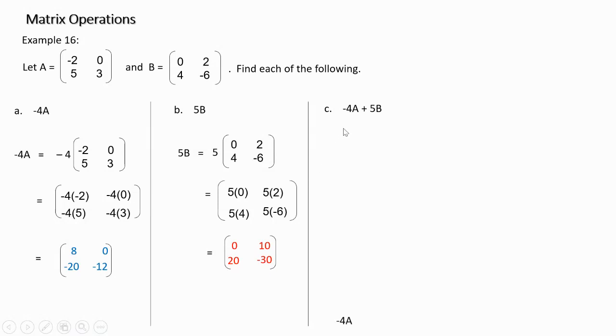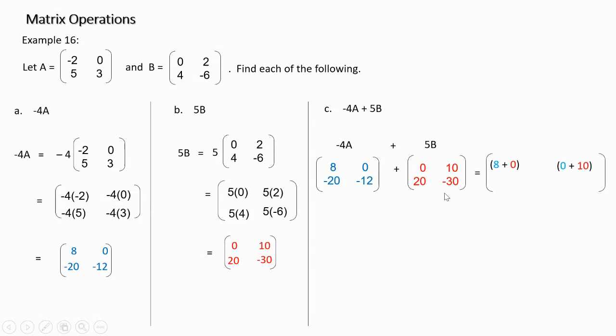Now for part C, add them both. So I would use the work for negative 4A, which was found in part A, which was 8, 0, negative 20, negative 12. And the work for 5 times matrix B was done in part B, which will give us 0, 10, 20, negative 30. Now to add them, it's going to be 8 plus 0, 0 plus 10, negative 20 plus 20, and negative 12 plus negative 30. It's going to give us 8, 10, 0, and negative 42.